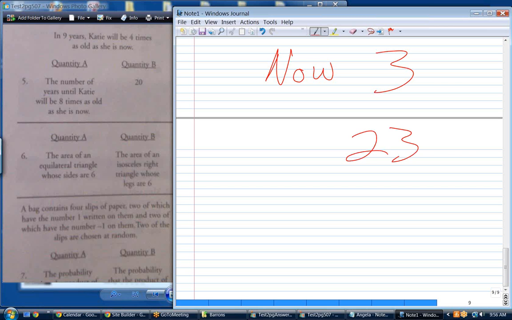Yes, because you have to increase it. In other words, in 21 years, she'll be 24. So quantity A would have to be 21. Yeah, okay.